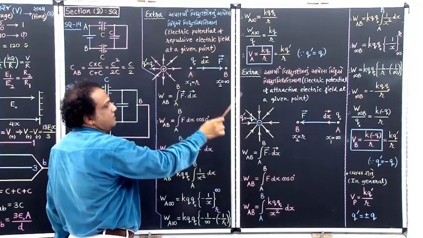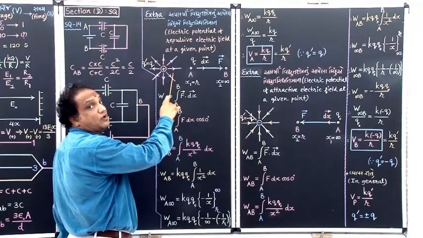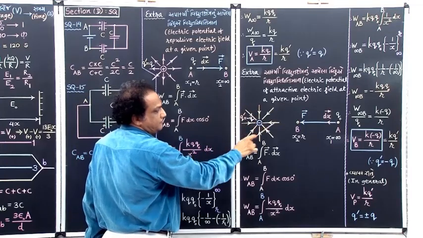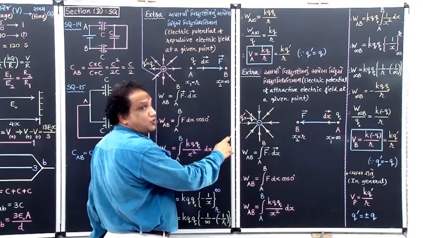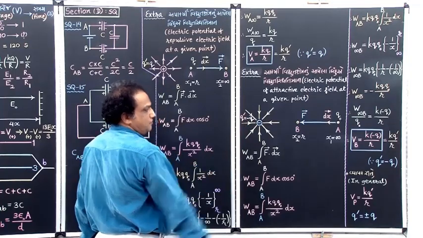Here radially outward, here radially inward. Here you can say centrifugal. Centrifugal means away from the center, and here centripetal means towards the center. Fine. That source charge is Q dash, which at present is minus Q. Q dash equals minus Q.